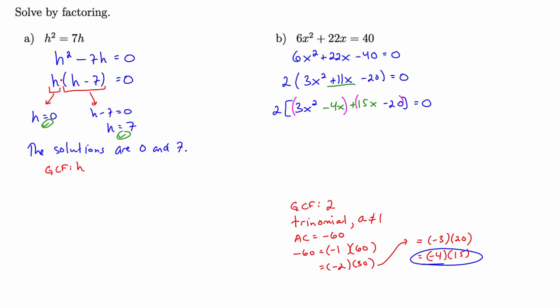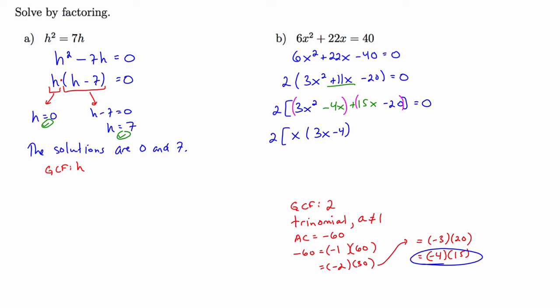So we'll group the first two terms together, 3x squared minus 4x. We'll group the second two terms together, 15x and the negative 20. We'll make sure there's addition between the two groups, and now we'll factor. We look at the first group, 3x squared minus 4x, and see a common factor of x. So we'll factor that off, leaving us with 3x minus 4.